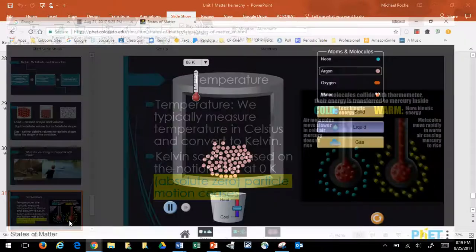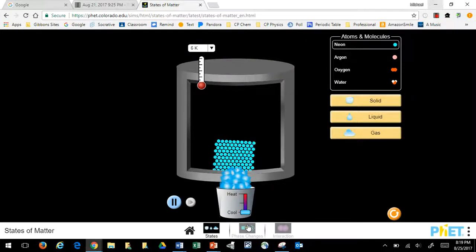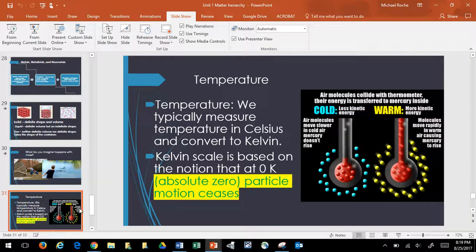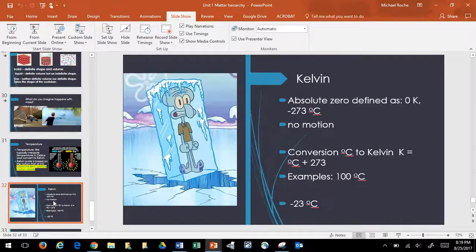So in fact, if I go back here to neon and I try to cool it down as a solid, you can see even as a solid, things have movement, and it's not until they get to 0 Kelvin, which takes a minute, but so long as I got your attention, I will do that. You can see that that's where particle motion ceases at 0 Kelvin. There it is. Nothing's moving anymore. It's at 0 Kelvin. So there's that, and we define absolute zero as where particle motion ceases.